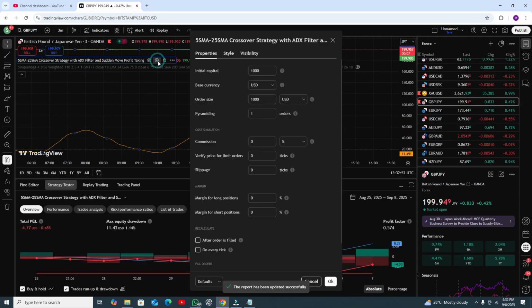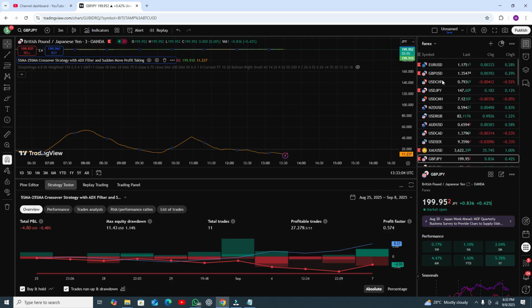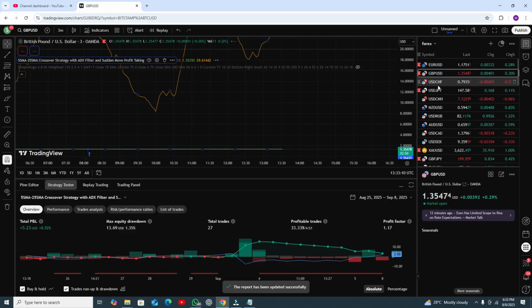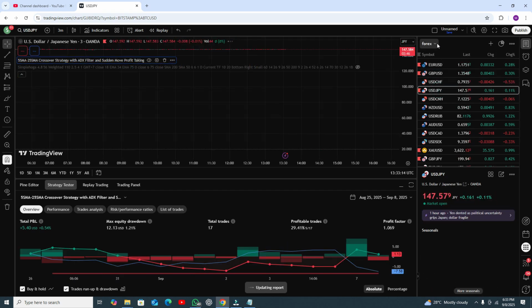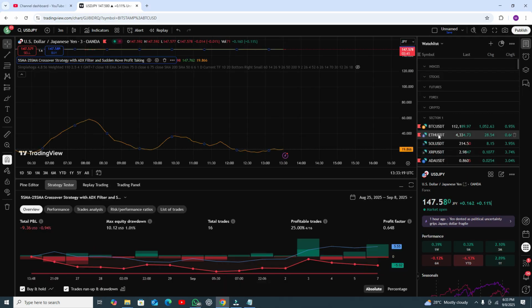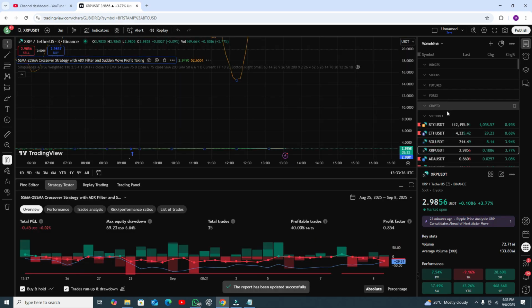Go to the properties, and you need to find the pair in which it gives you good profit, like euro USD 25% not good, euro USD GF not good, USD JPY. If you want to use this indicator on a forex pair, you need to find the pair in which it gives you at least 70 to 80%. Let me show you some accuracies in different pairs.